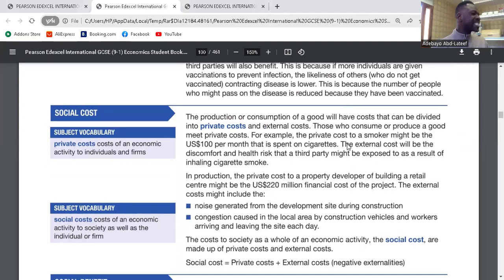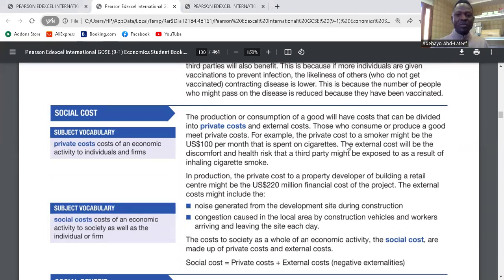Now, social cost. Social cost is external cost plus private cost. So social cost is the cost to the society. It combines both the private and the public cost. So let's see, they said the production and consumption of a good will have costs that can be divided into private cost and external cost. Those who consume or produce a good meet private cost.